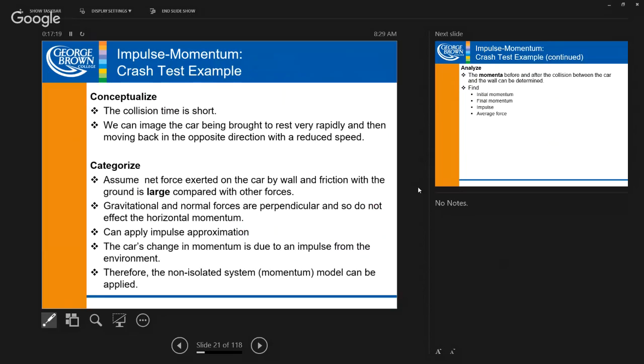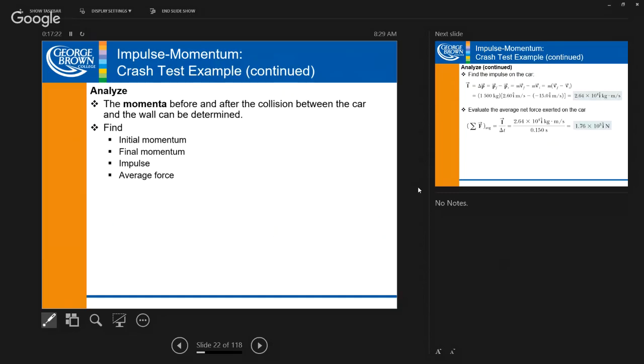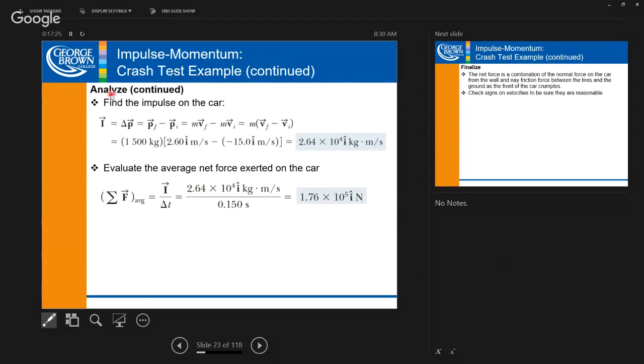So if we go through this problem, we categorize what's happening here. We want to say the impulse of the car, again, is the change of momentum, which is momentum final minus momentum initial. Momentum is mass times the final velocity minus mass times the initial velocity, which is just mass times the velocity final minus the velocity initial. If you sub in those numbers, you get 2.64 times 10 to the 4th kilogram meters per second, which is the unit we're using here for momentum.